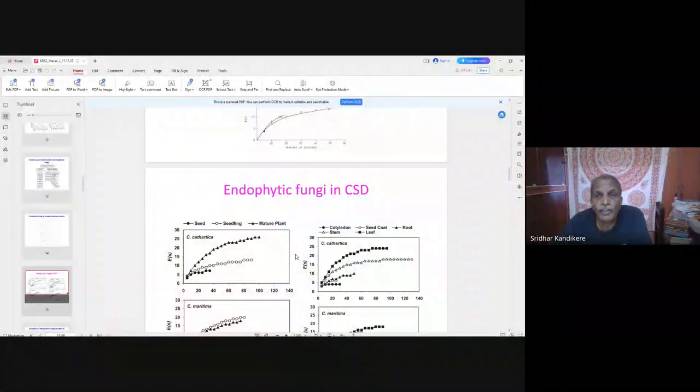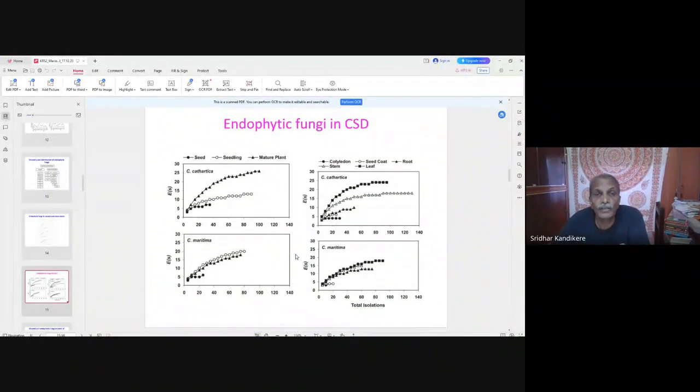Coming to the endophytic fungal association with the coastal sand dune plants, we have studied Canavalia cathartica and Canavalia maritima. These two are legumes; there are maybe 20 to 25 different legumes present in the coastal sand dunes of Karnataka. Many of them are versatile, and also useful industrially. Some of them are edible; cathartica and maritima seeds are edible. And some of them produce pigments, and there are so many other advantages.